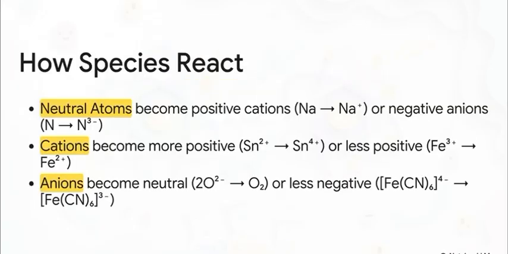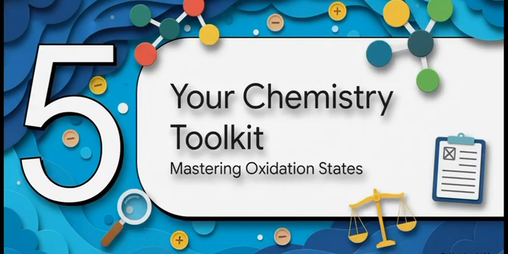And this is what's so incredibly powerful about thinking in terms of electrons. It doesn't matter what you start with, a neutral atom, a positive ion, a negative ion, the rule is always the same. If it loses electrons, it's oxidation. If it gains electrons, it's reduction. It's a universal law.